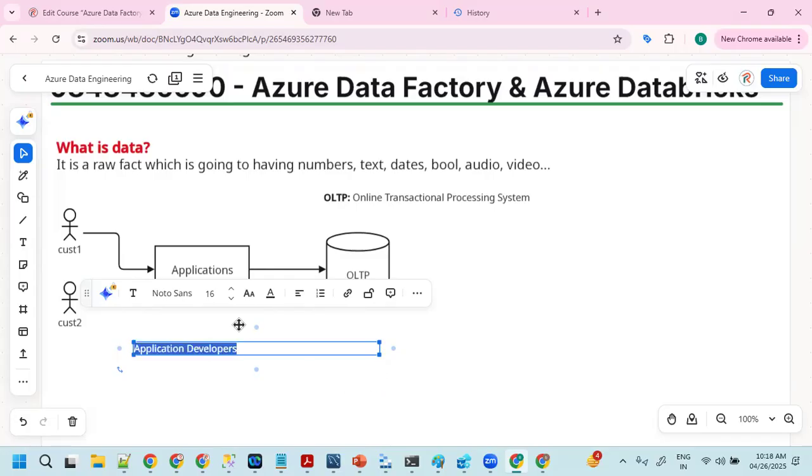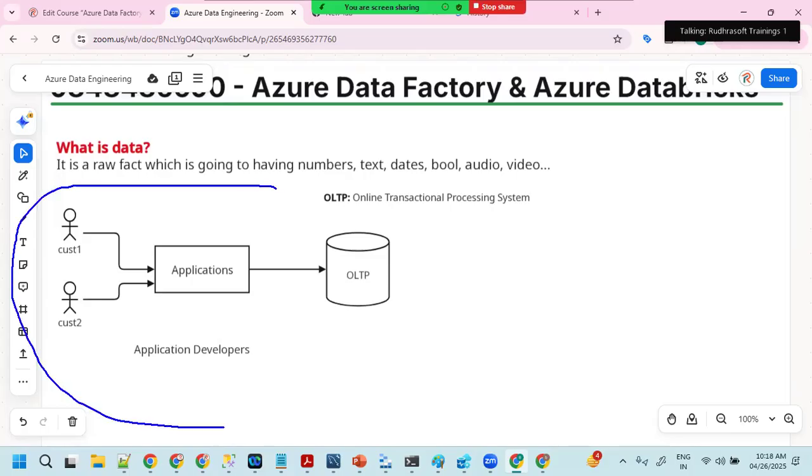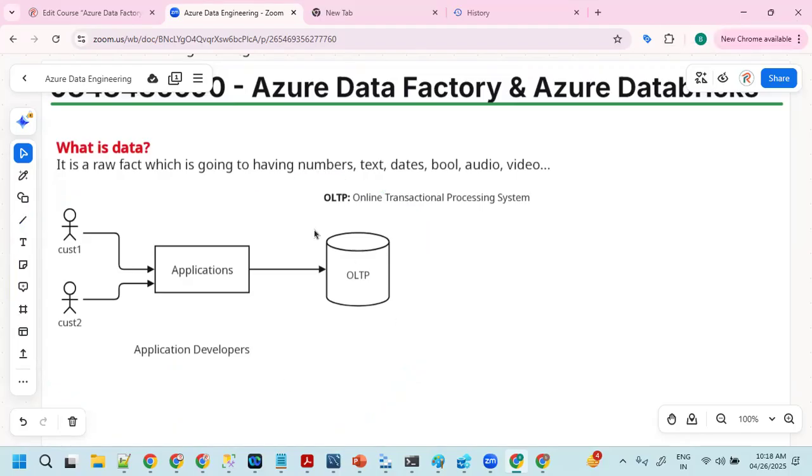And of course, you will also have database developers. But we are not going to be part of this. We are not going to be part of running the business. We are going to be part of what comes after this. How this system is designed, how this application is feeding the data into this OLTP system is not our responsibility. Our responsibility is to get the data from this particular system.